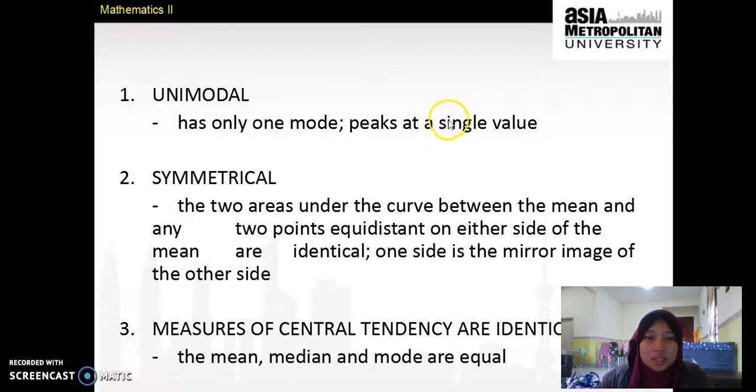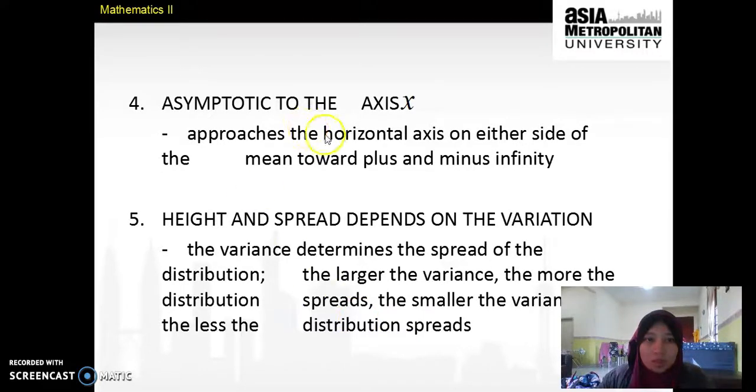Okay, this is the explanation of it. There's only one peak at a single value. It's unimodal, symmetrical. Two points equidistant means it has the same distance on either side of the mean. It's the mirror image of the other side. And for normal distribution, the mean, the median, and also the mode would be equal. Asymptotic to the x-axis means that it will approach the horizontal axis on either side of the mean towards plus and minus infinity. We will have a look at that later on.